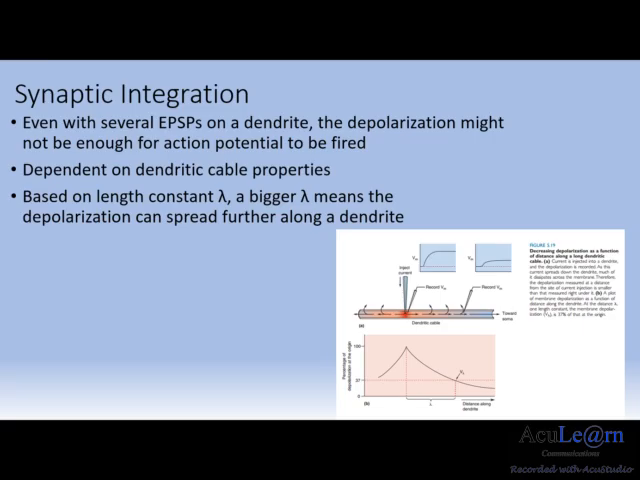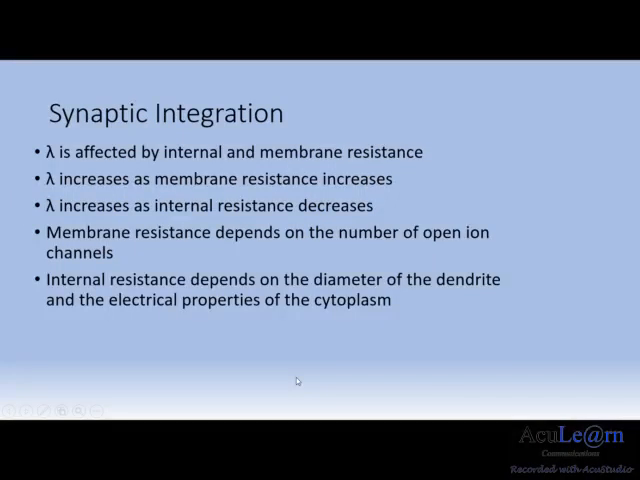A larger lambda would mean the depolarization can spread further across the dendrite, and a smaller lambda would mean a shorter distance in which the depolarization can spread. Lambda itself is dependent on two factors: the internal and membrane resistance. The membrane resistance depends on the number of open ion channels. A higher number of open ion channels results in a lesser membrane resistance.